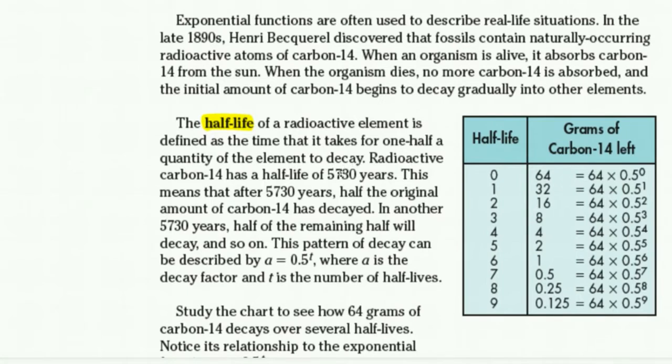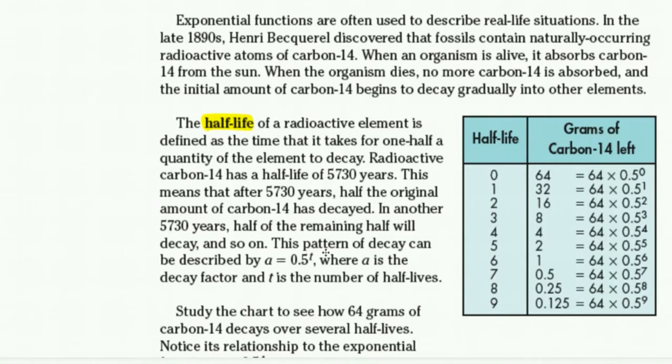Again, let me read that because it's going to be confusing. The half-life of a radioactive element is defined as the time it takes for 1/2 of the quantity of the element to decay. And we'll look at the table. Radioactive carbon-14 has a half-life of 5,730 years. This means that after 5,730 years, half of the original amount of carbon-14 has decayed. In another 5,730 years, half of the remaining half will decay, and so on and so forth. So you'll have 1/4 left.